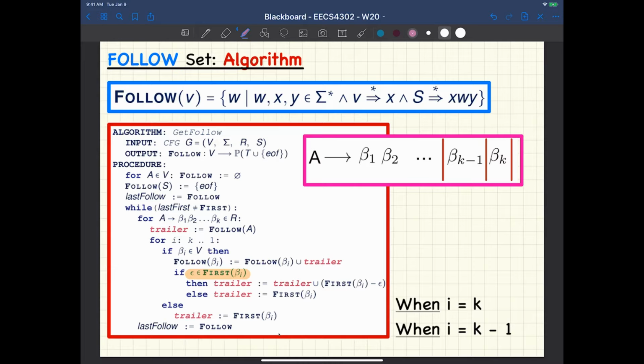Chelsea: Is the end of file in the follow set for every symbol? Actually, in this case, the base case is quite limited. Remember, we don't calculate the follow sets for terminals. Right? Question?